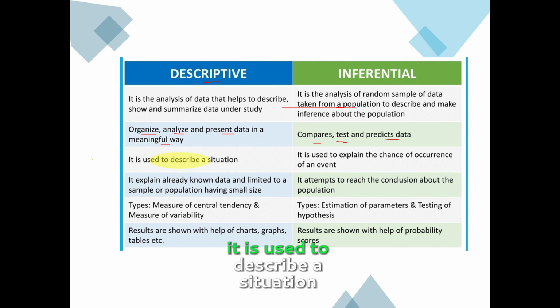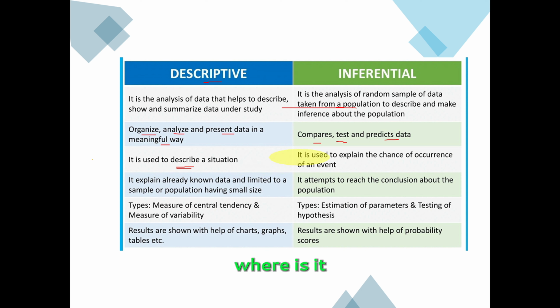It is used to describe a situation. That's descriptive. So for example, the car was going with the speed of 100 miles per hour, or the car was going very fast. That's description.